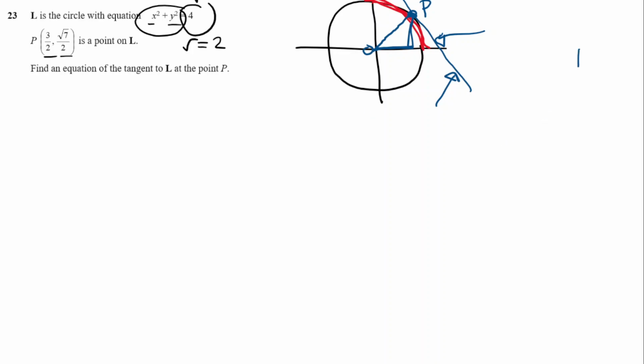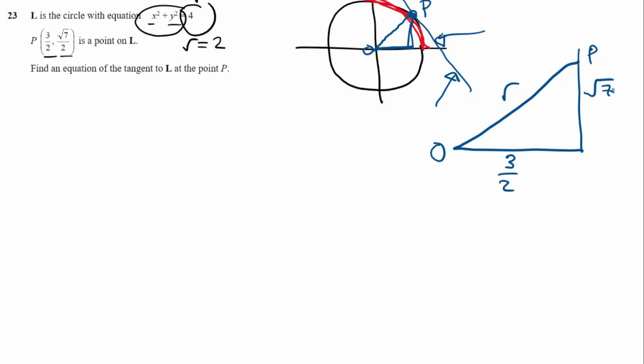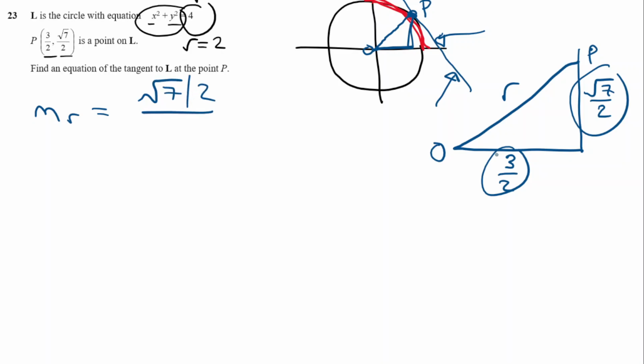So if I just draw that diagram a little better, there's P, there's the origin. The x distance here is 3 over 2. The y distance is root 7 over 2. So the gradient of that radius at P is root 7 over 2 divided by 3 over 2. Let's call the gradient of the radius m_r. It is the change in y, root 7 over 2, divided by the change in x, which is 3 over 2.